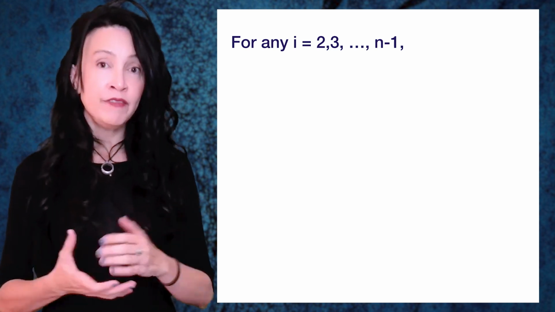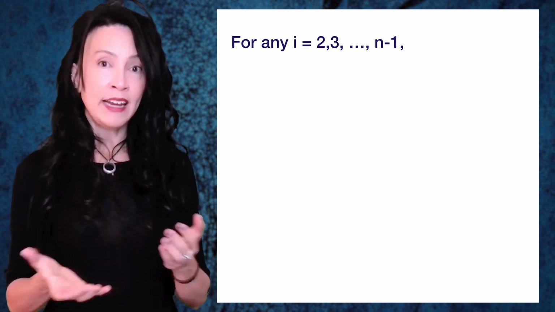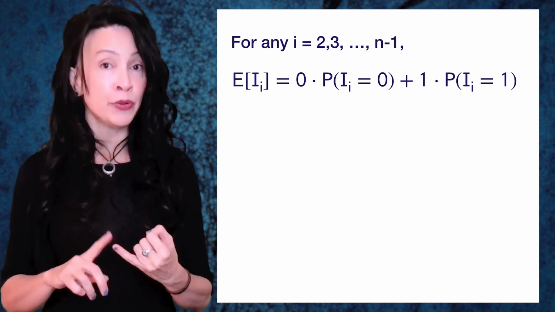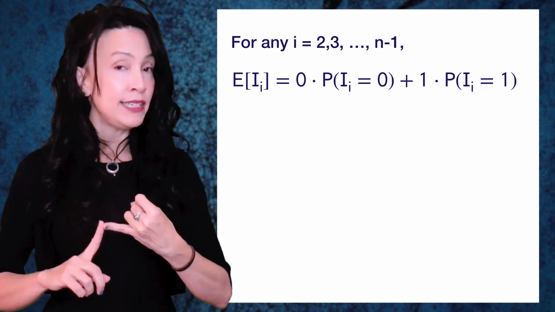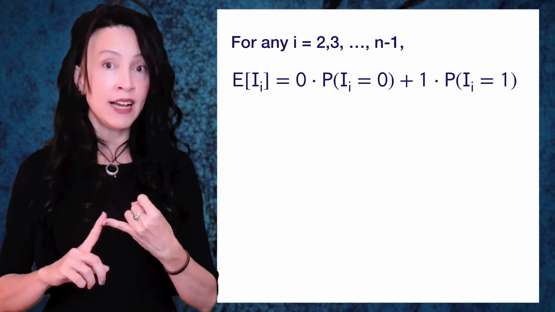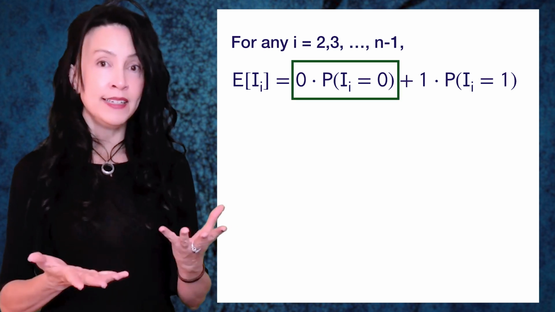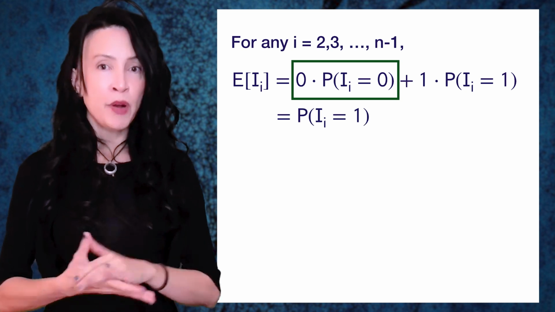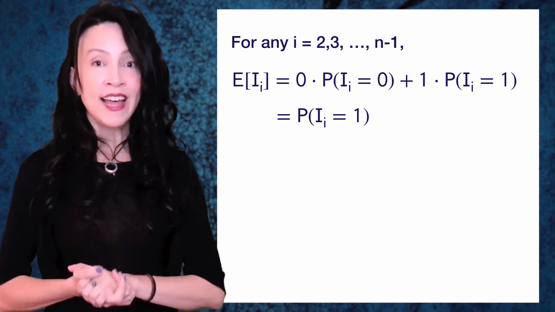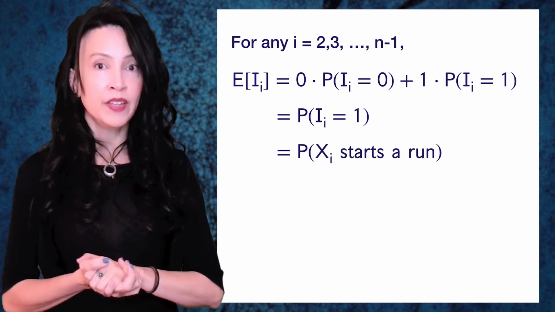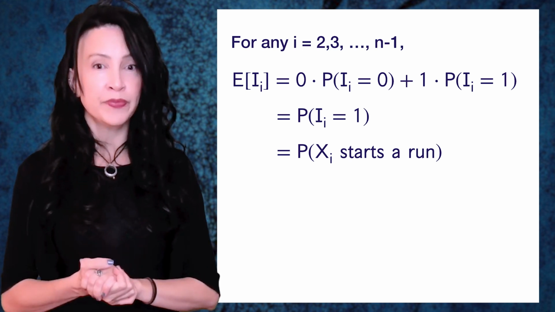In fact, the expected value of any indicator is equal to the probability of the thing being indicated. And here's why. It takes on two values, 0 or 1. So we get 0 times the probability that I sub i is 0, plus 1 times the probability that I sub i is 1. The first term disappears because of the 0, and we get the probability that I sub i is 1. This is equivalent to the event that x sub i is starting a run. So the expected value of this indicator is the probability that x sub i starts a run.